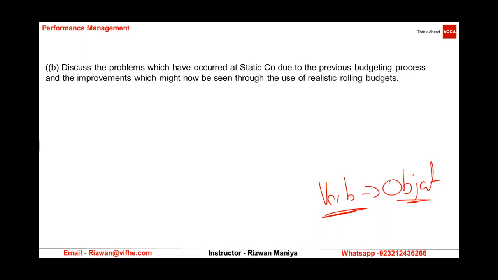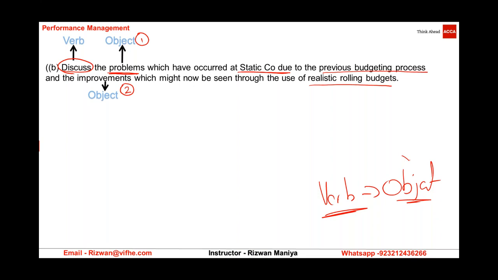So let's see what verb is being used and how many objects there are. See, this is the verb: discuss. What to discuss is the object: problems which have occurred at the company due to the previous budgeting process, which was fixed budget. So there is not just one object, there are two objects. The second object is the improvements which might now be seen through the use of realistic rolling budgets. So now you have to answer two things. This is how we split a question. This is how we break the requirement. This is how we deal with the scenario.